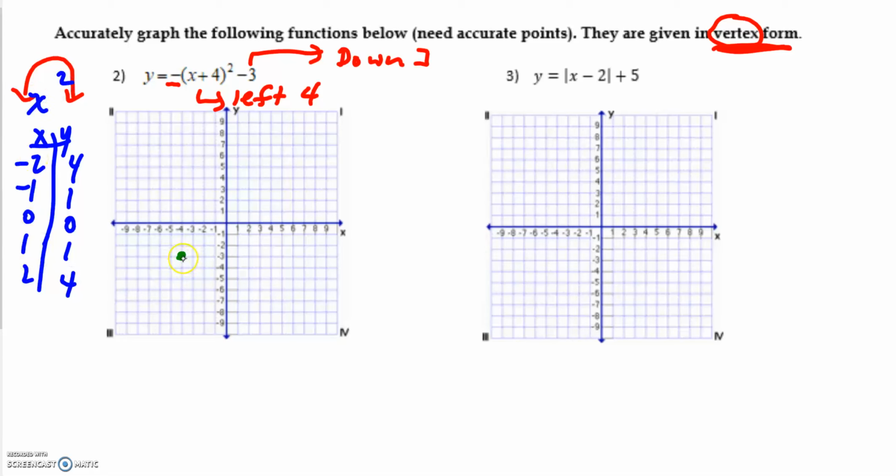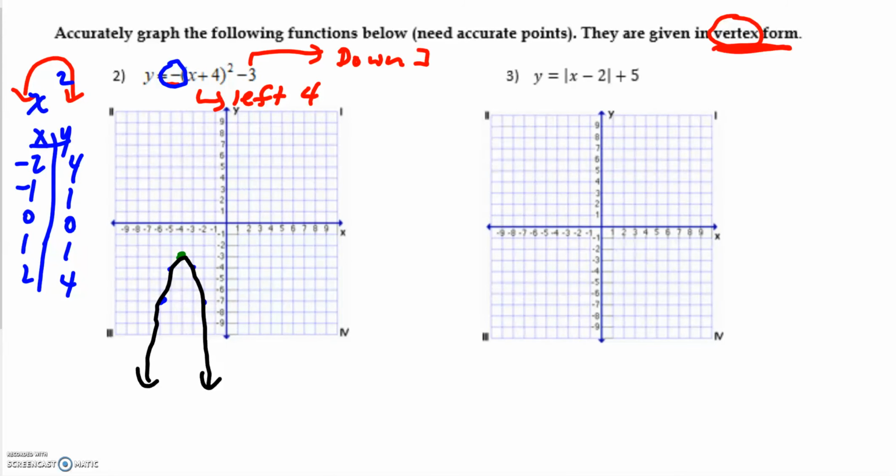So from my green dot, and because this flipped upside down, my pattern would go like this: over 1, down 1, over 1, down 1, from the vertex, over 1, 2, down 1, 2, 3, 4, from the vertex over 2, 1, 2, 3, 4. And so my parabola would look like this. I wish it looked a little better on this screen, but that is a good enough sketch.